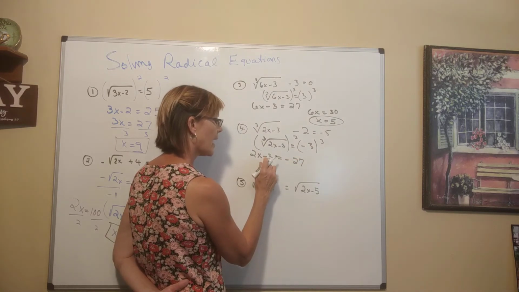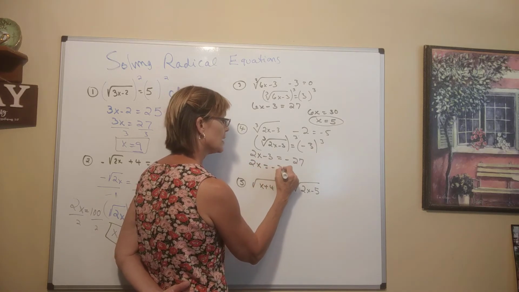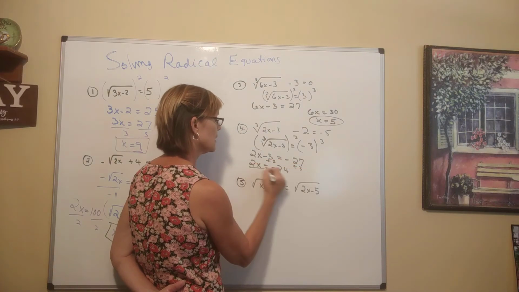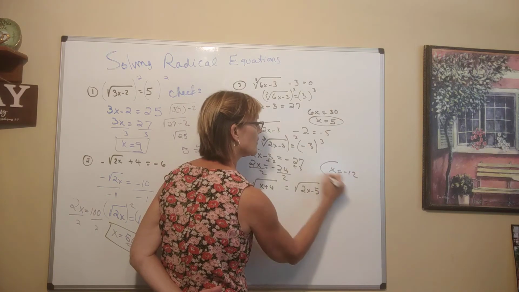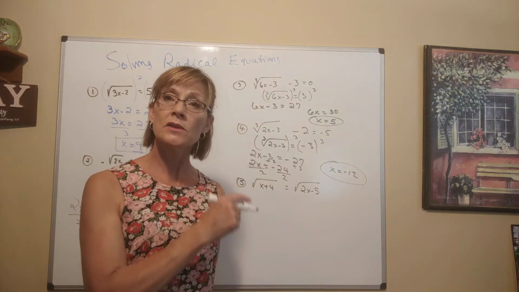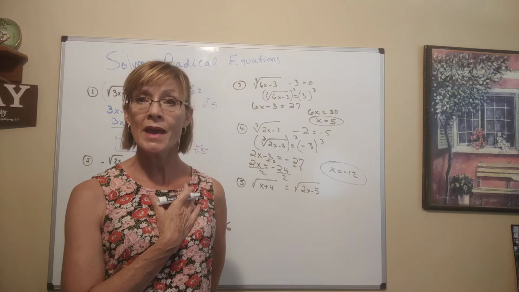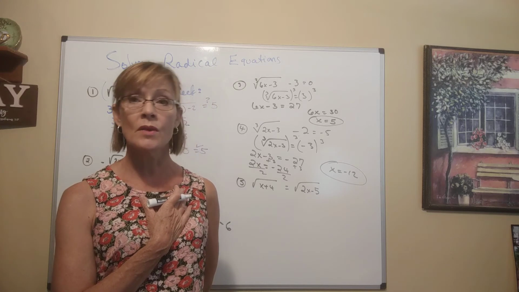I'm going to add 3 to both sides. I get 2x is equal to negative 24. Now I'll divide both sides by 2 and I get x is negative 12. That's my answer. I'm not required to check again unless I just want to make sure I didn't make a little math error, but it's not part of the process when the index is odd, and it was odd, it was 3.